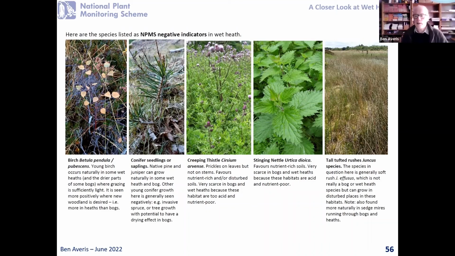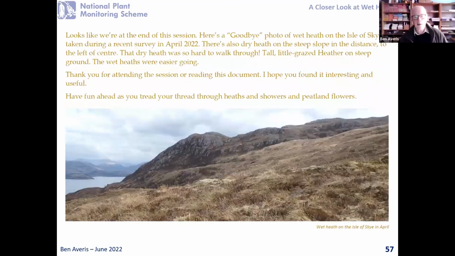And those tall tufted rushes are negative indicators, and it's mainly Juncus diffusus that's going to be the one. If you're going to find a tall tufted rush, probably going to be that one, which can occur naturally in some of the wet heaths, especially where they're a bit flushed. But if they're a bit disturbed, trampled, that kind of thing, you're a bit more likely to find them. Could indicate that.